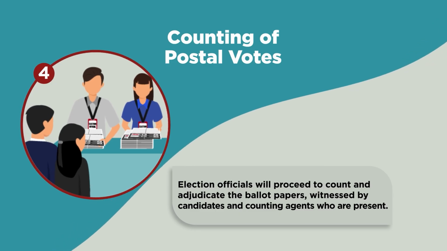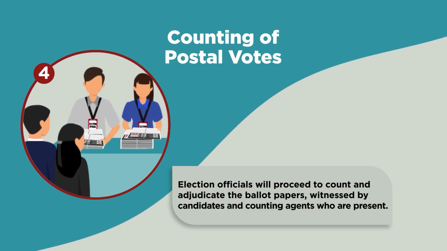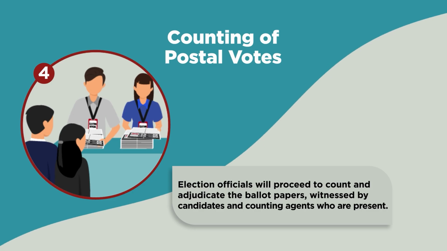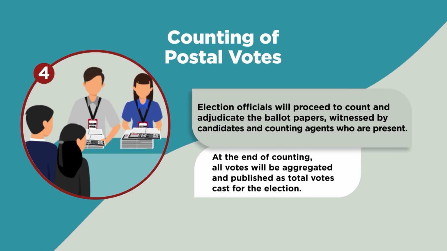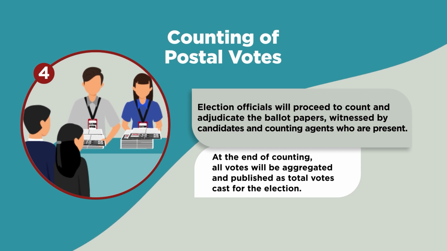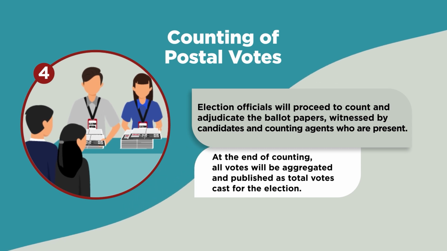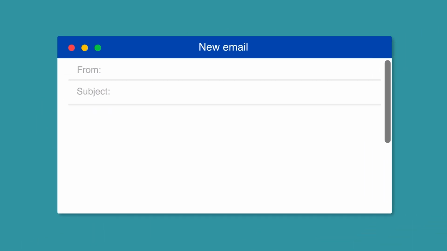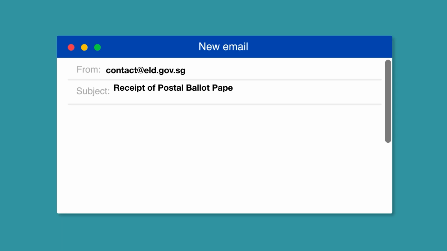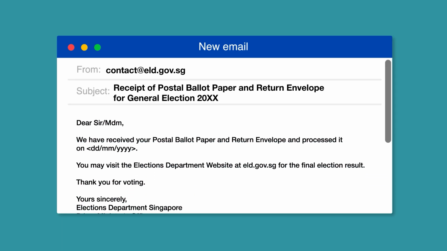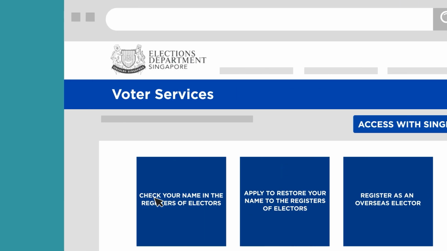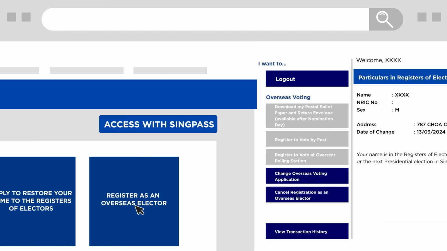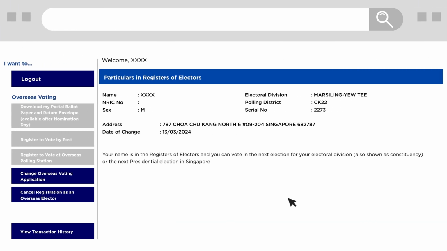Election officials will then count and adjudicate the ballot papers, witnessed by candidates and counting agents who were present. All votes will then be aggregated and published as total votes cast for the election. You'll receive an email to confirm that your postal ballot paper and return envelope have reached the returning officer in Singapore. You can also check the status via ELD's voter services using SingPass.